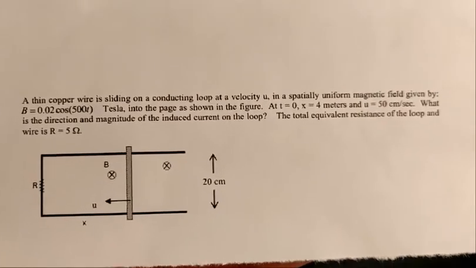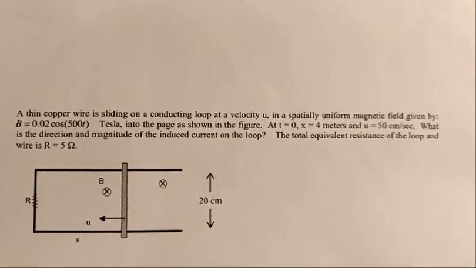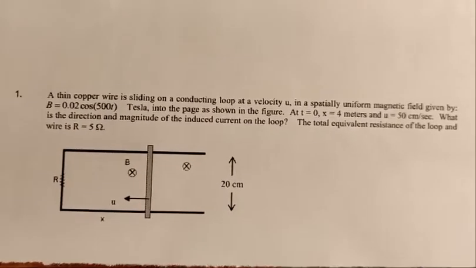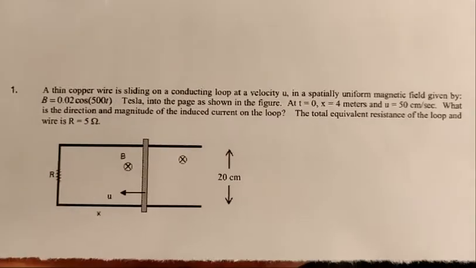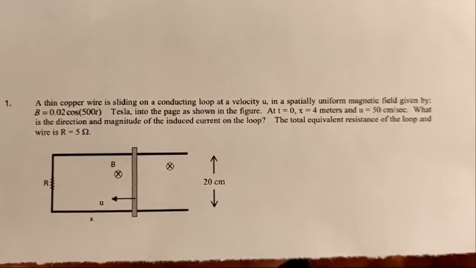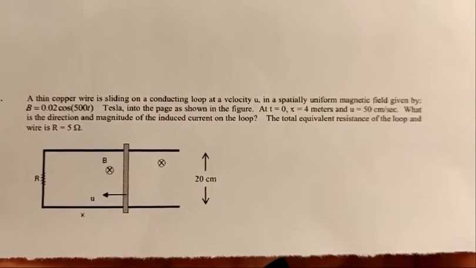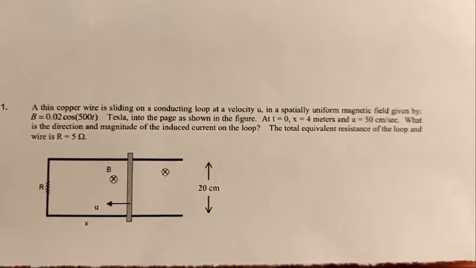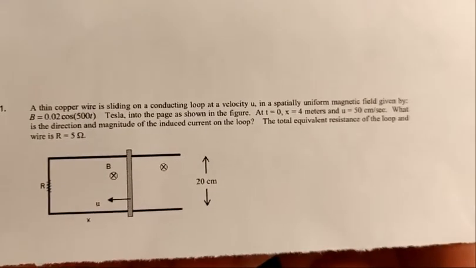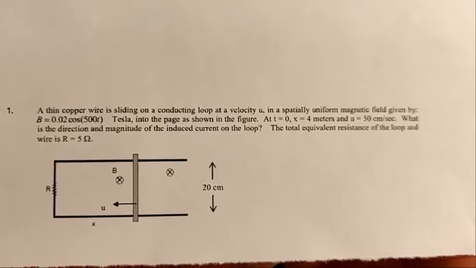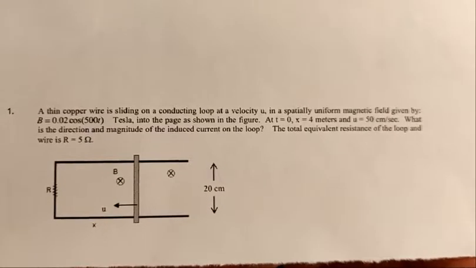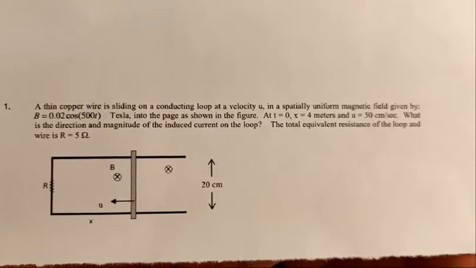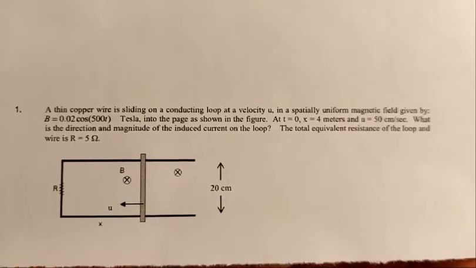So today we'll be doing an old midterm problem from spring 2016. It was their midterm 2, and the problem is as follows. A thin copper wire is sliding on a conducting loop at a velocity u in a spatially uniform magnetic field given by B is equal to 0.02 cosine 500t Tesla into the page as shown in the figure.